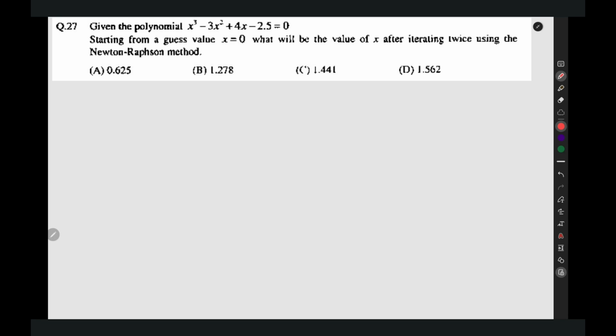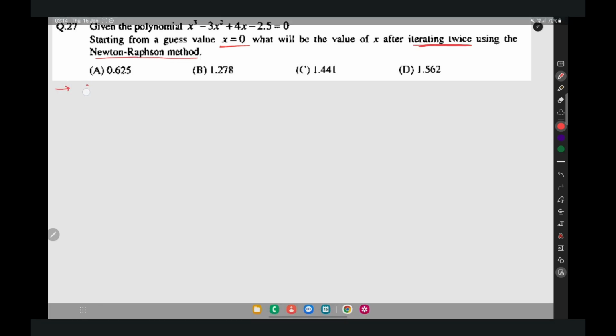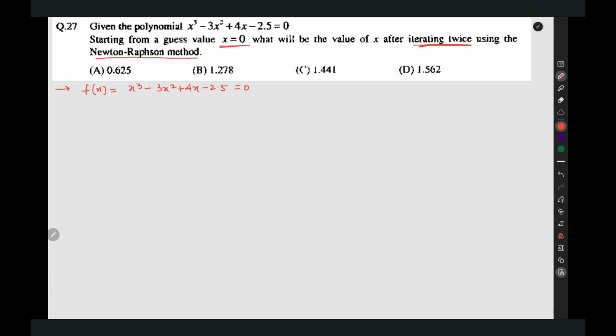So the question is, given the polynomial x cube minus 3x square plus 4x minus 2.5 equal to 0, starting from the guess value x equal to 0, what will be the value of x after iterating twice using the Newton-Raphson method? So function f(x) is equal to 0. First of all, we will find f dash x, the first derivative. It will be 3x square minus 6x plus 4. For the first iteration, we will write the formula x1 equal to x naught minus f of x naught divided by f dash of x naught.